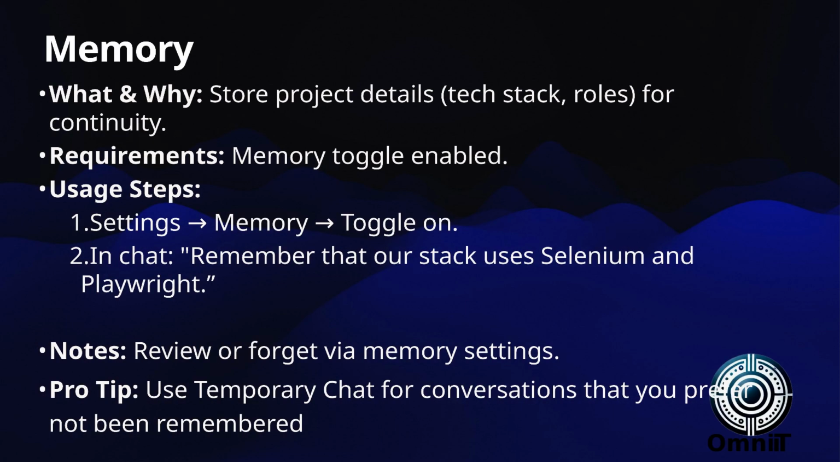Let's look at the memory toggle in settings now. This is where ChatGPT evolves from a tool into a teammate. With memory, it learns what matters to you, your team setup, tools you use, past chats. Let's say that you want it to remember your regression workflow. Just say in chat, remember that our stack uses Selenium and Playwright. ChatGPT then can keep this in mind till you no longer need it. And when that happens, toggle memory off or ask it to forget. For sensitive or random work, temporary chat would be the best fit.